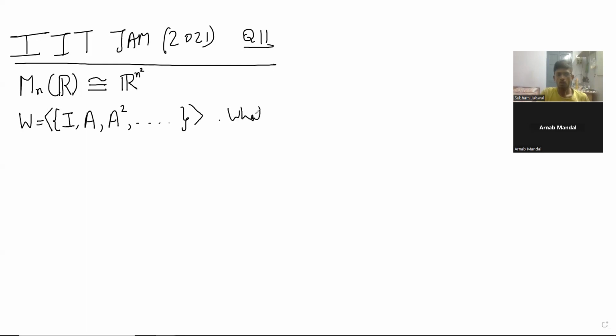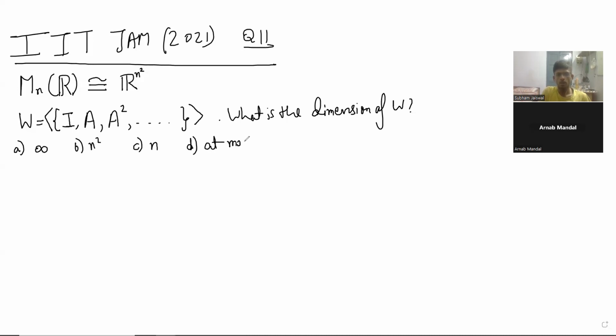What is the dimension of W? So the options are, usually I won't write the options, but let's just write them. Infinity, n square, n, at most n.